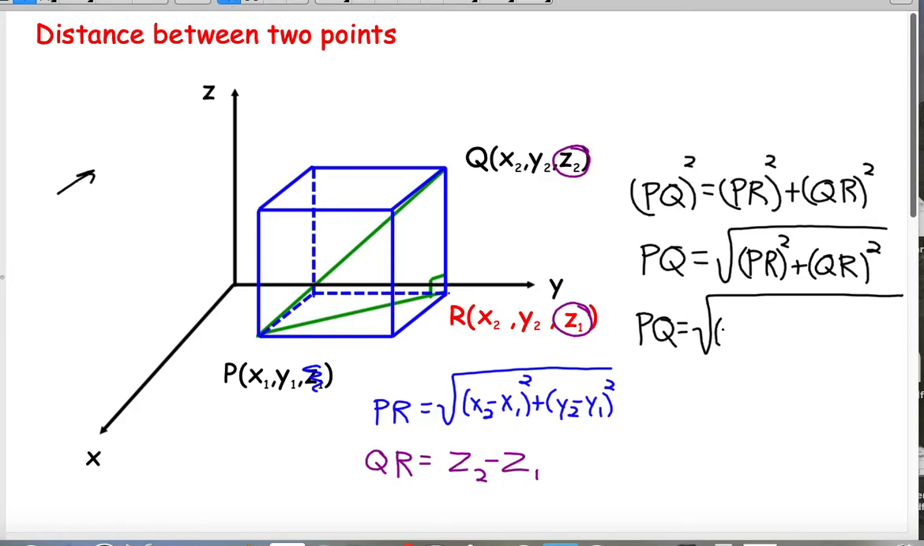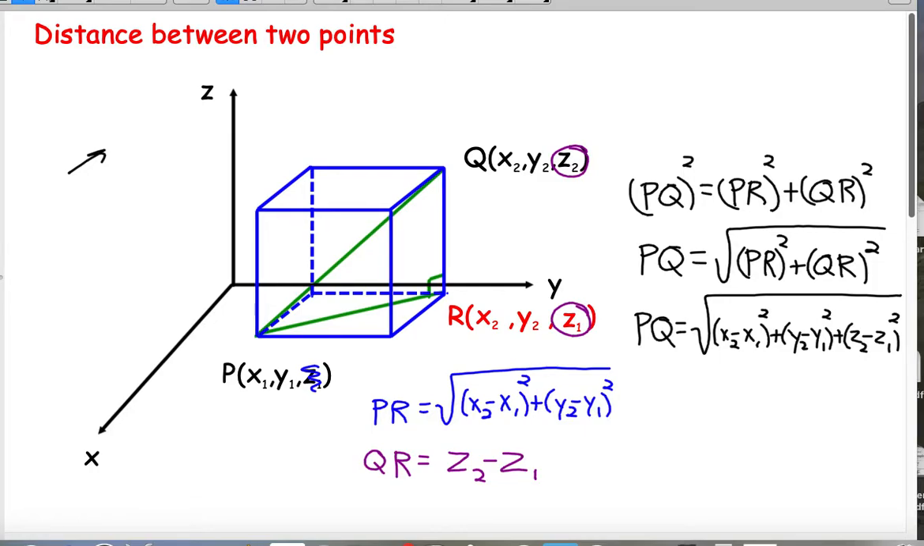So, see if I can write small. x sub 2 minus x sub 1 squared plus y sub 2 minus y sub 1 squared. And then QR here is just z sub 2 minus z sub 1. So QR squared will be this quantity squared, z sub 2 minus z sub 1 squared. And so it should be no surprise that that looks exactly like the distance formula in two dimensions, except we've just added one more quantity, and that's the difference of the z values.